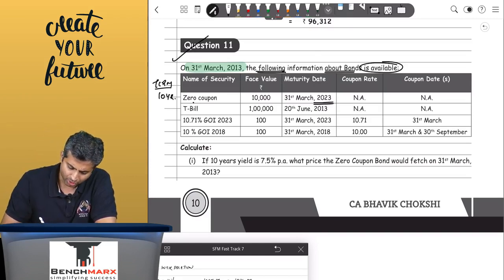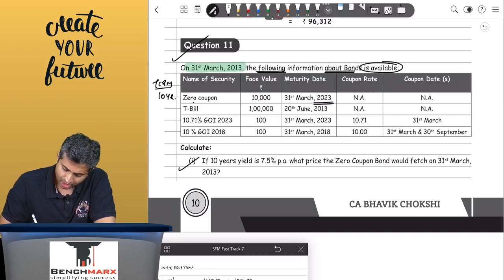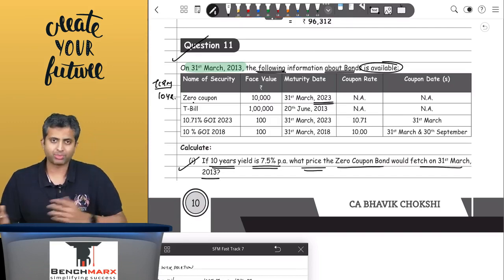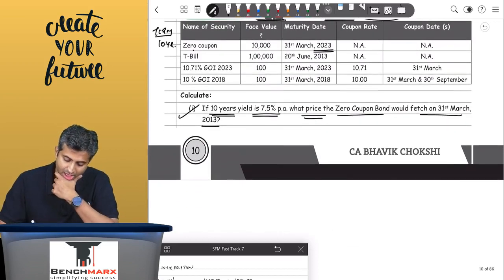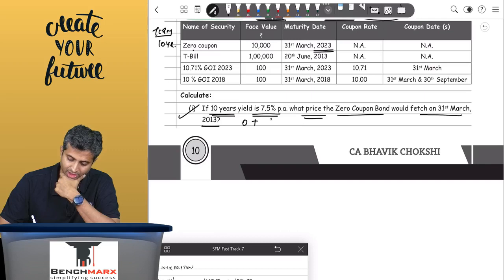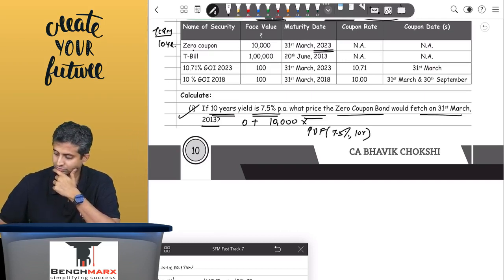For this you will have the first sub point. If the 10 years yield is 7.5%, what is the price the zero coupon bond would fetch on 31st March 13? Well, the price is the present value of future cash flows. Over here, the future cash flows will be 0 rupees for the next 9 years, and then suddenly at the end of the 10th year, you get the entire 10,000 into the present value factor at the rate of 7.5% for 10 years. So this is 1 divided by 1.075.